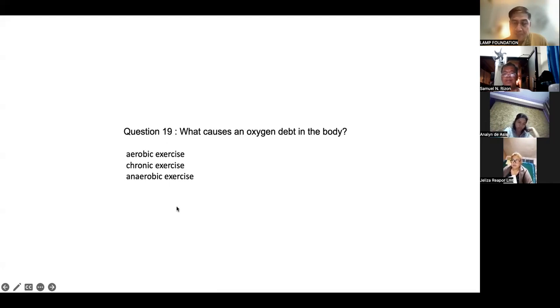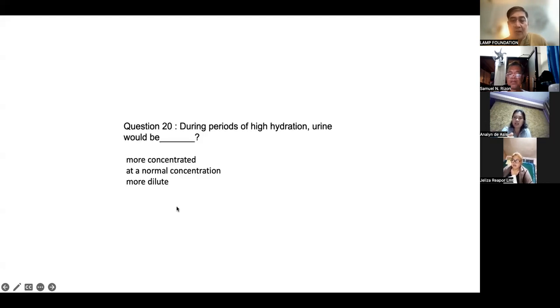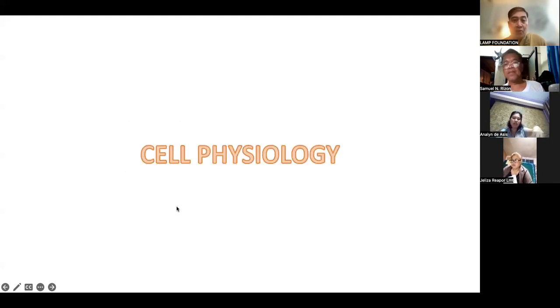What? Anong klaseng exercise? Oxygen debt in the body. Anaerobic exercise. During periods of high hydration, urine would be? More dilute. The plasma membrane provides the outer boundary of?